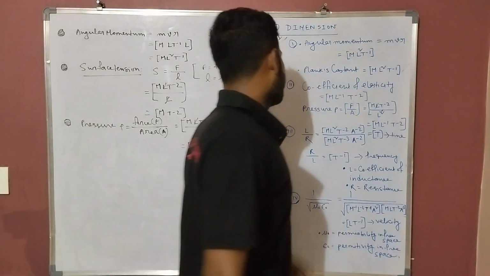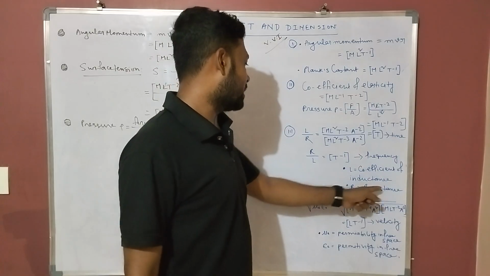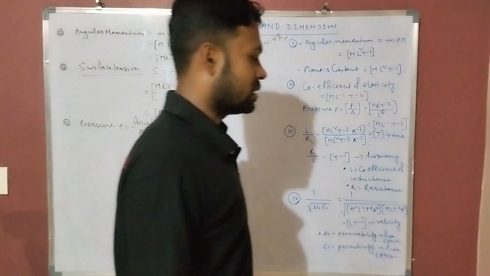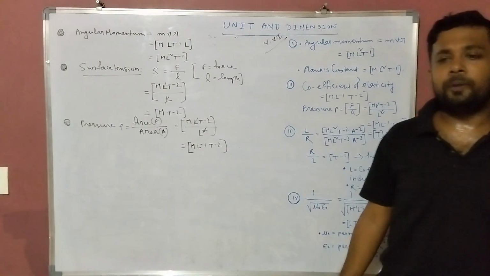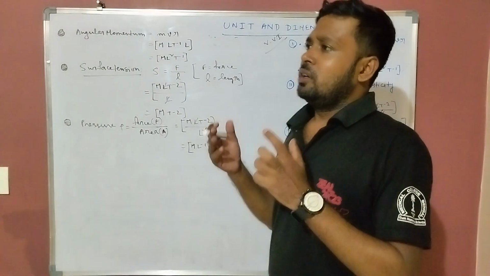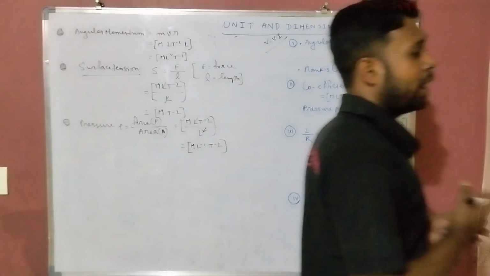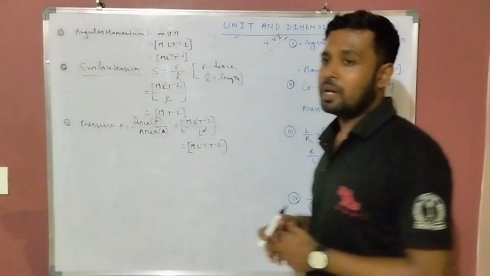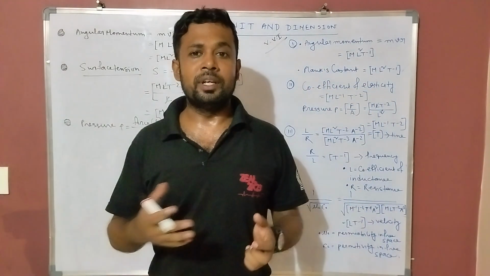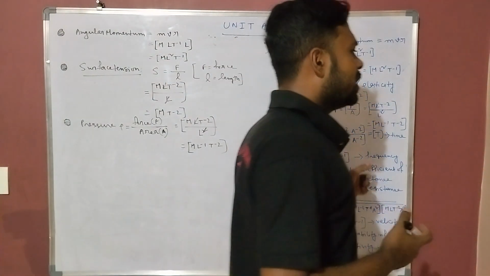L by R: what is L, what is R? L is the coefficient of inductance and R is resistance. What is the coefficient of inductance? Actually, you will learn about this in 12th class. So when you study the whole syllabus, all these mathematical expressions and terms will be very easy and clear to you. So at present you memorize.